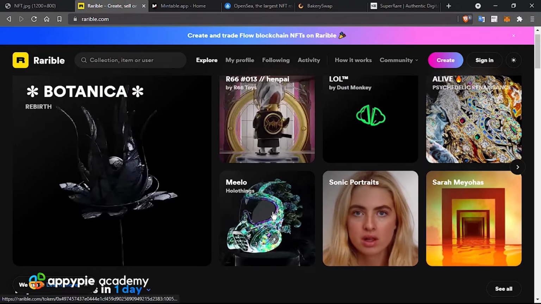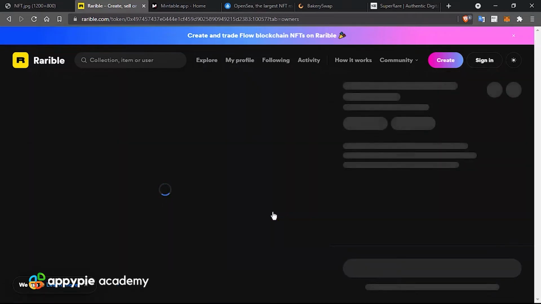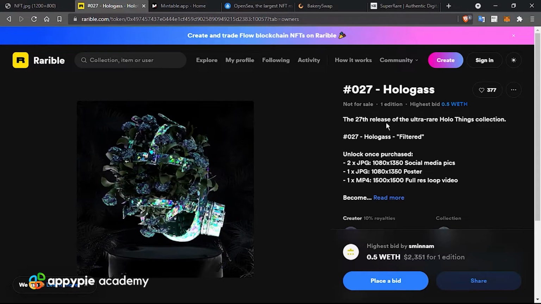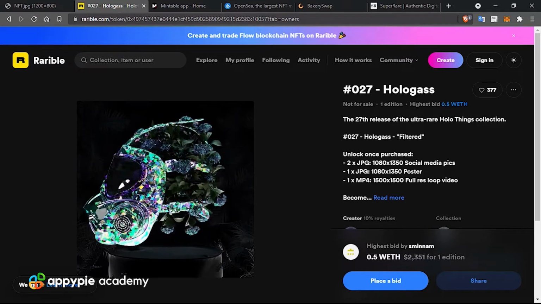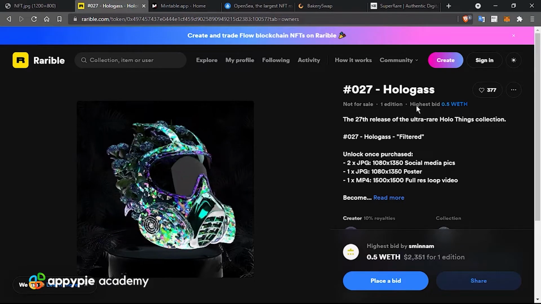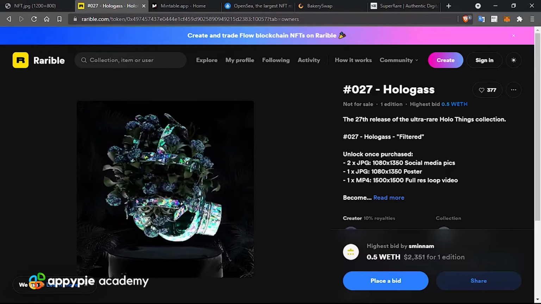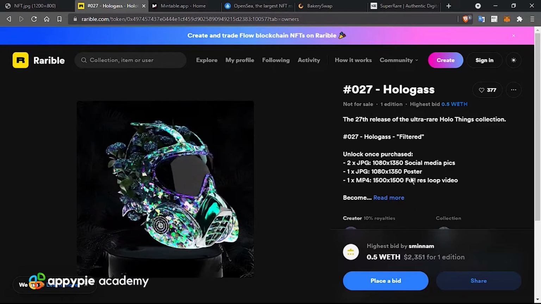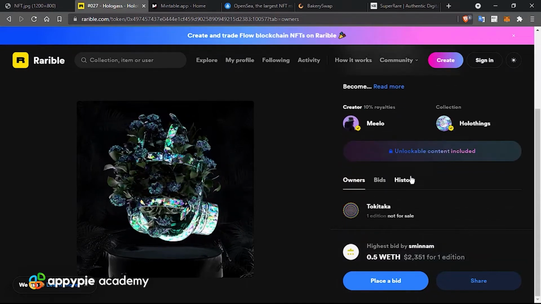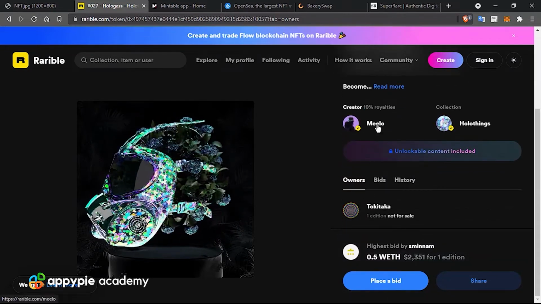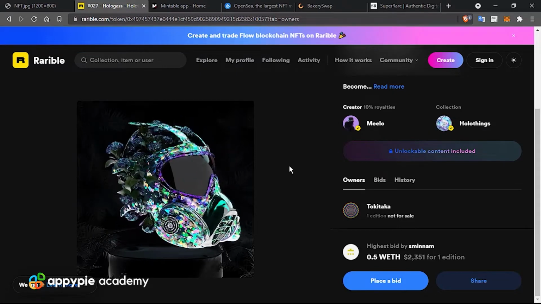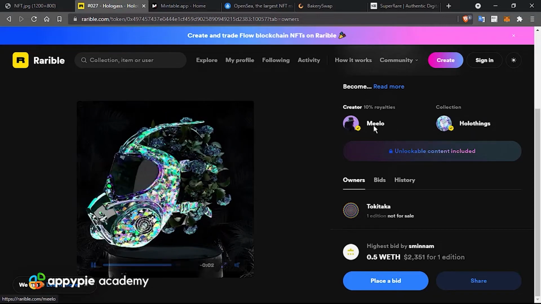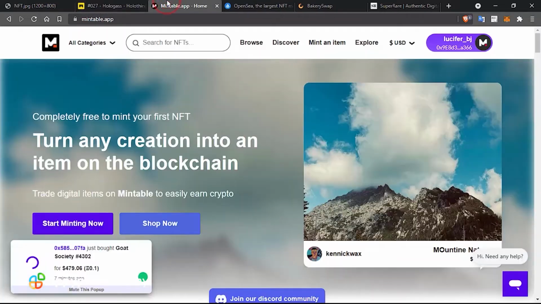So let's open one of these arts and see some details about this one. This has a bidding option, so 0.5 WETH has been bid, which is roughly $2,351, and this includes all of these items as shown here, and this is from the creator Milo. So before buying, take into consideration from whom you are buying and how much you are paying for that, so keep that in mind.